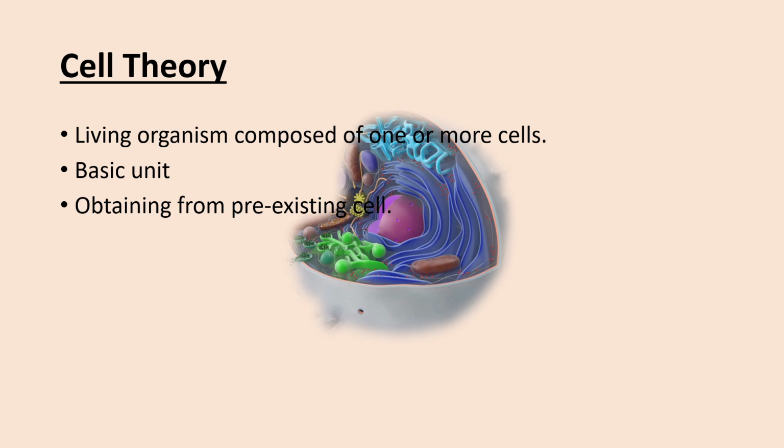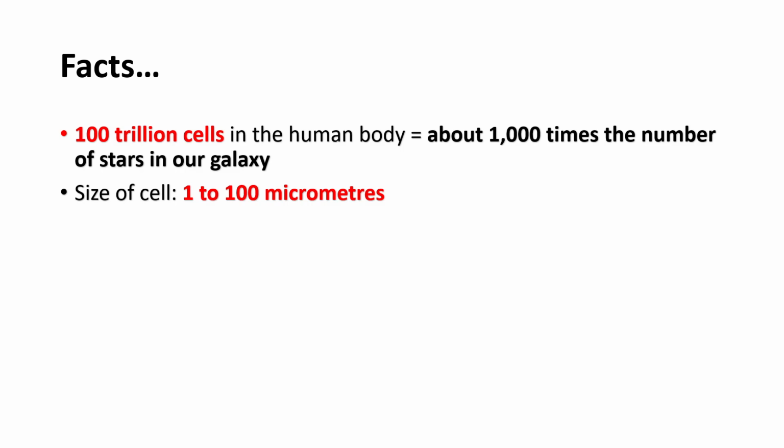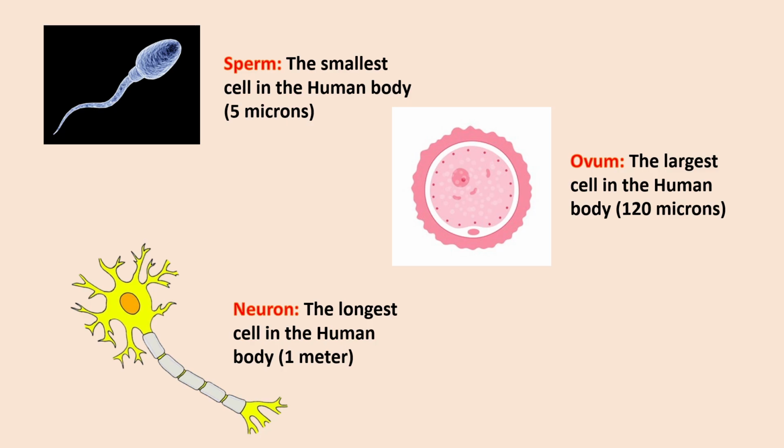Let us see some facts about the human cell. About 100 trillion cells are present in a human body. That means about 1000 times the number of stars in our galaxy. The normal size of a cell is 1 to 100 micrometers. These are some cells present in the human body.